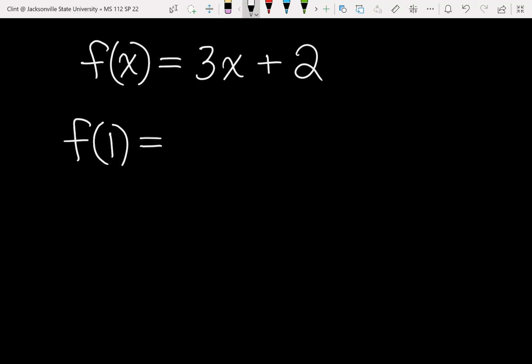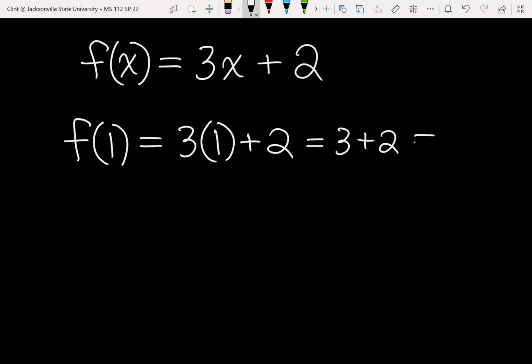So you've done this before. You may have not just thought about it exactly like this. Another way of saying what we're doing is we're evaluating our function at 1. So we would take that 1 and multiply it by 3. And then we would add 2. So when we figure out what we get there, we get 3 plus 2. So our output value would be 5.